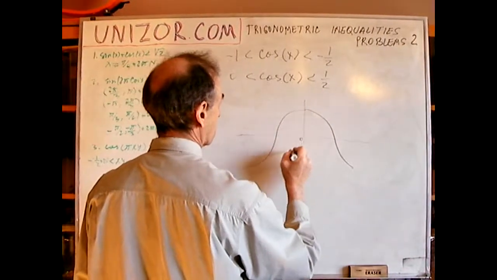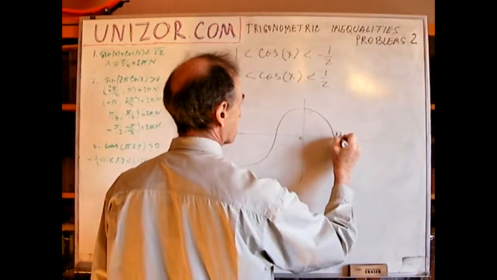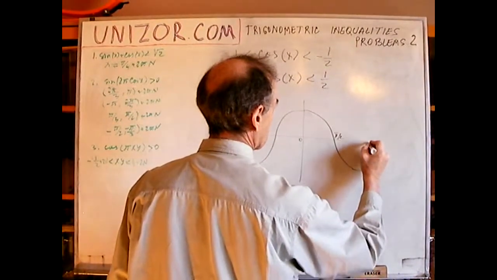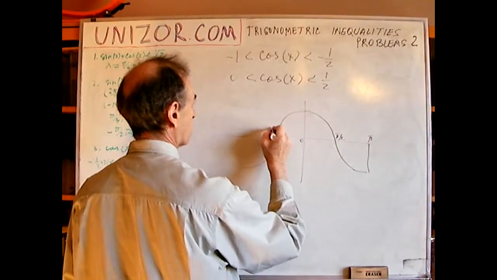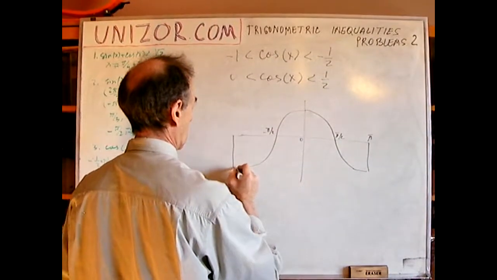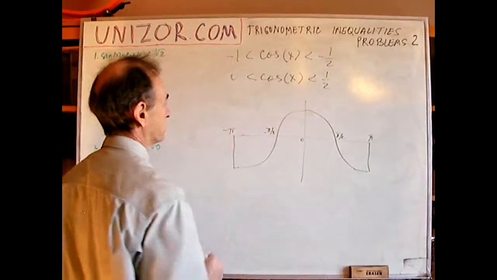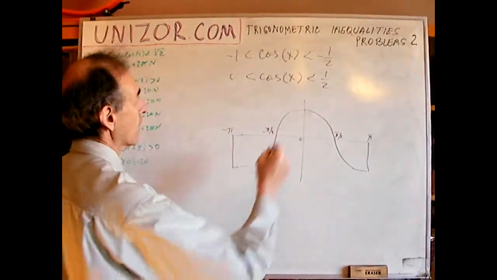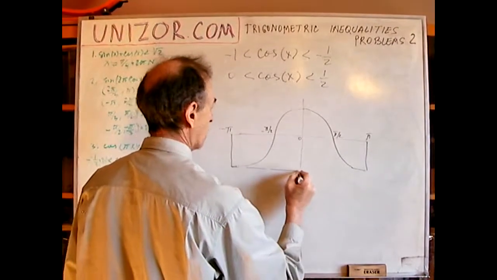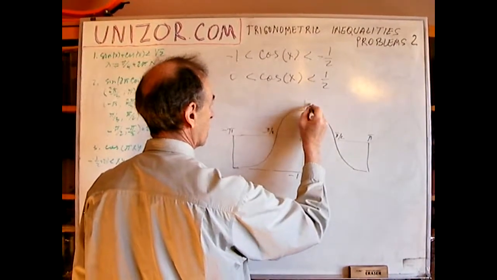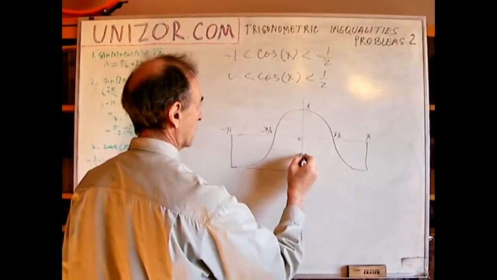So this is 0, this is pi over 2, this is pi, this is minus pi over 2, and this is minus pi. Now we also have -1/2 and 1/2, so this is 1 and -1, 1/2 is here.